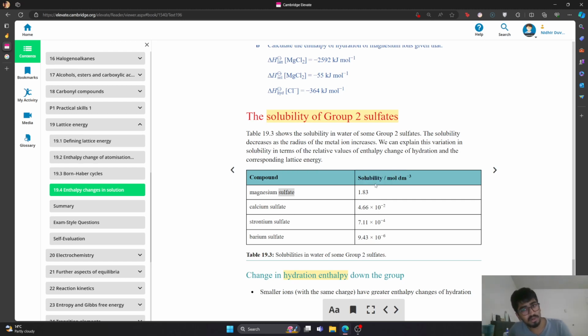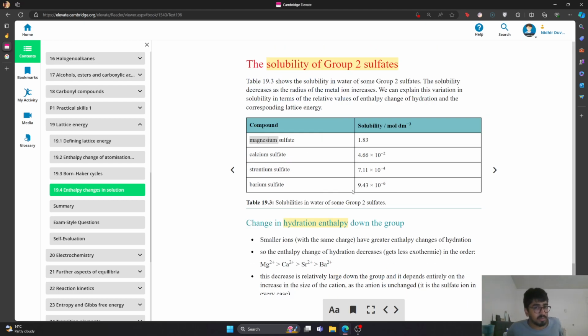So this is the data given to us. How many moles can you dissolve in 1 decimeter cube, which is 1 liter, of water? Some you can dissolve very little, like 10 to the power minus something, a very small amount, and others very high. So it looks like magnesium sulfate is the most soluble. Now the question is, why is it more soluble?